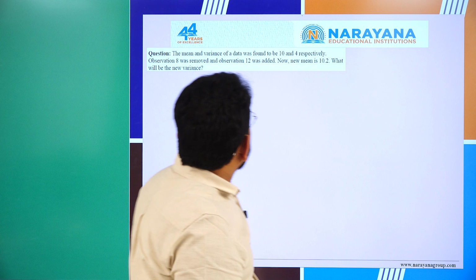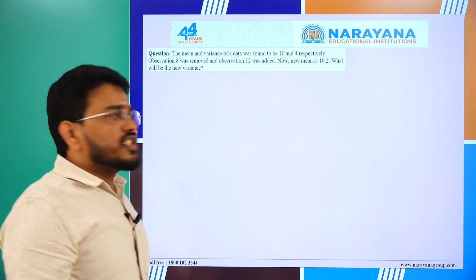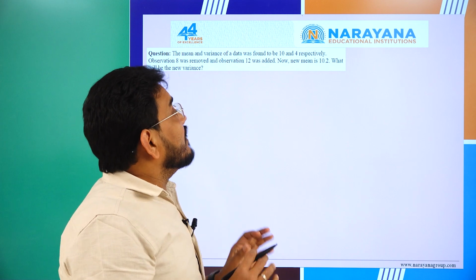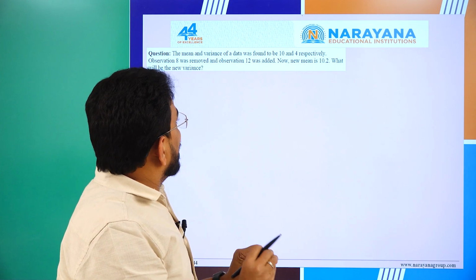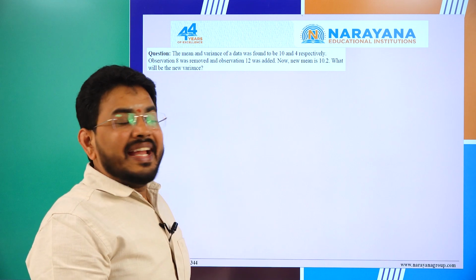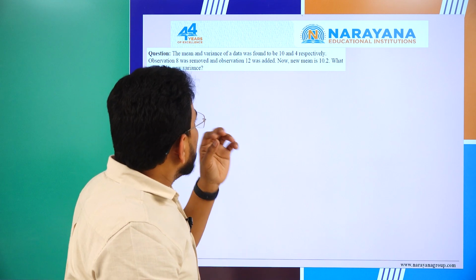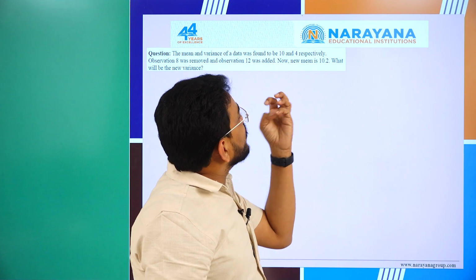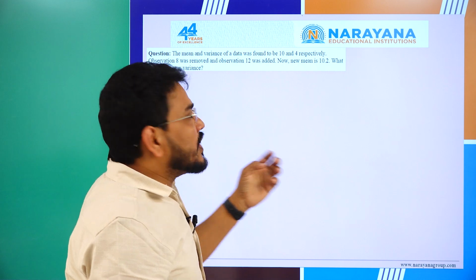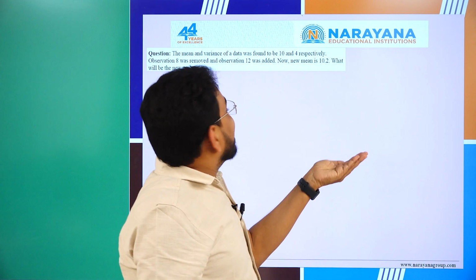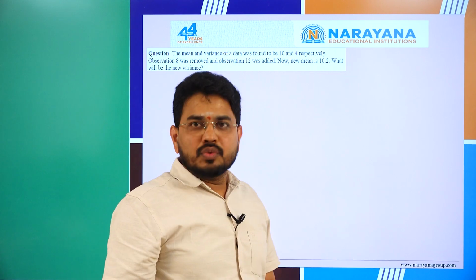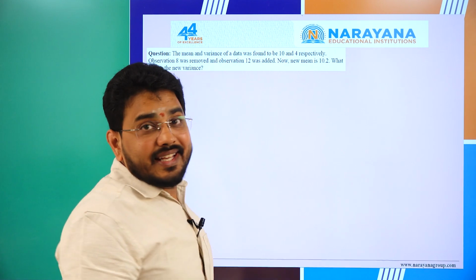Moving to the next question, this question is from statistics, and they stick to the very basic concept, mean and the variance. Read the question. The mean and variance of data was found to be 10 and 4 respectively. Observation 8 was removed and replaced with 12. The new mean is 10.2, and what is the variance?